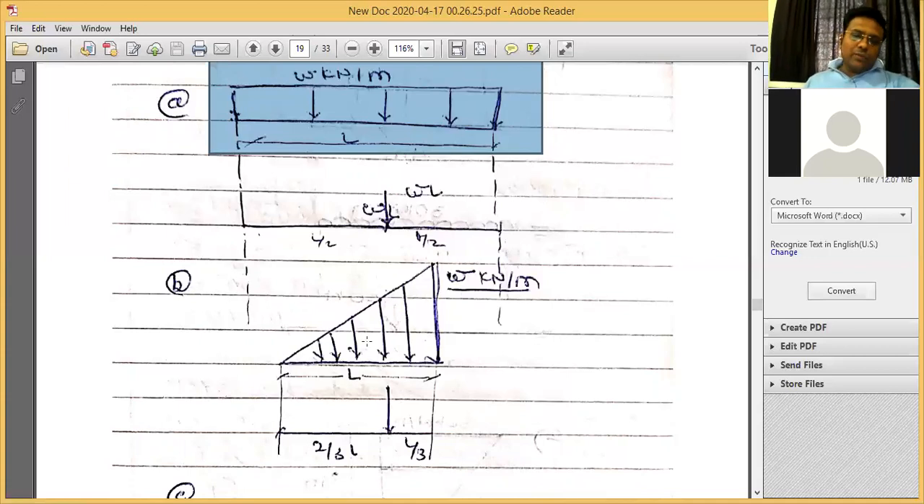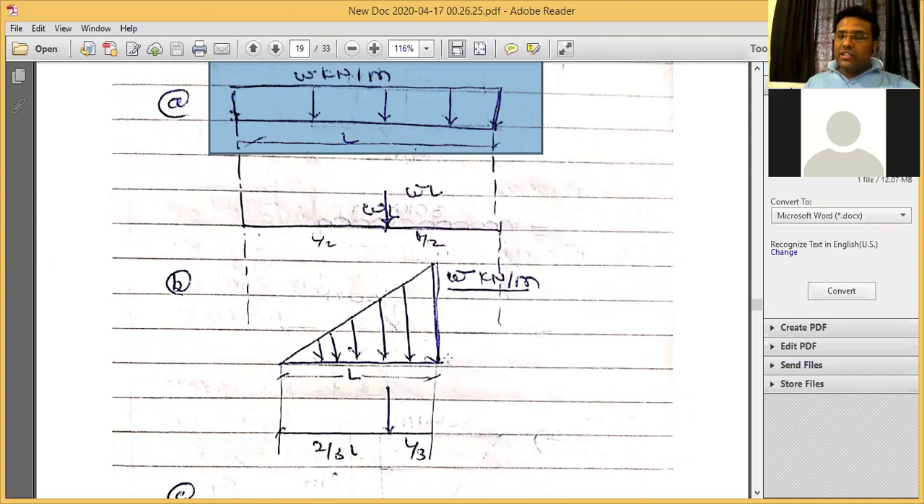So what will be the converted point load intensity and where will it act? Again, the concept will remain the same. You should calculate its area and center of gravity. The area of the triangle is given by half into base into height. So half into L into W will give you the area of this particular triangle. It will act as the intensity of the point load, and it will act at the CG.